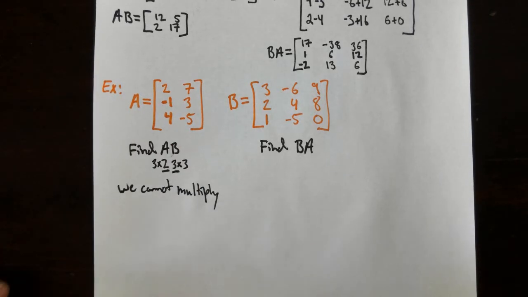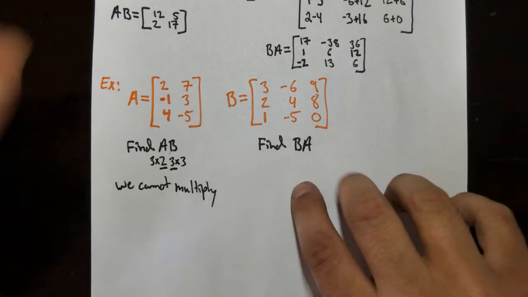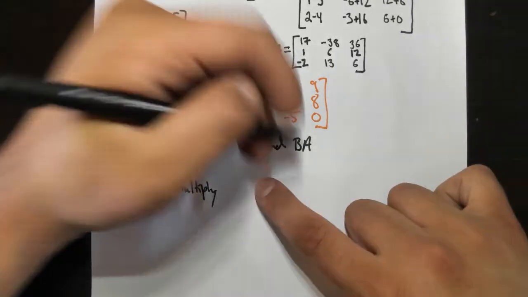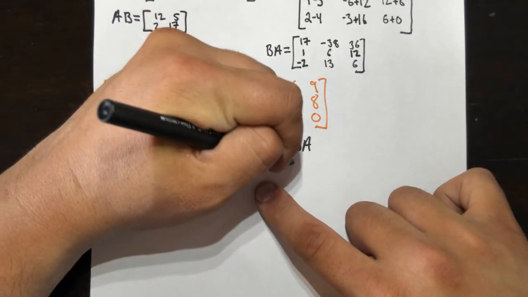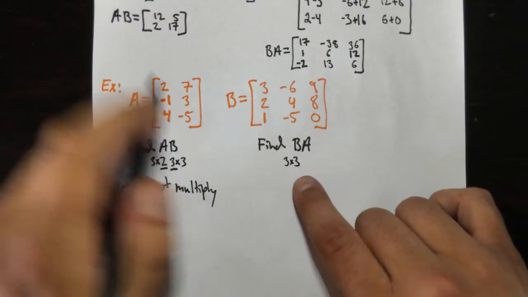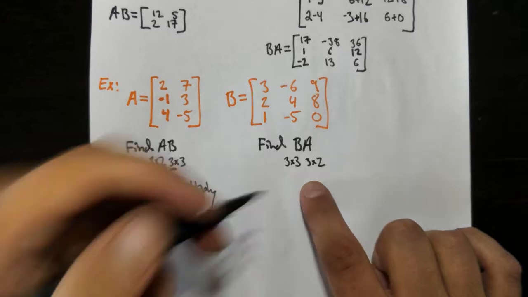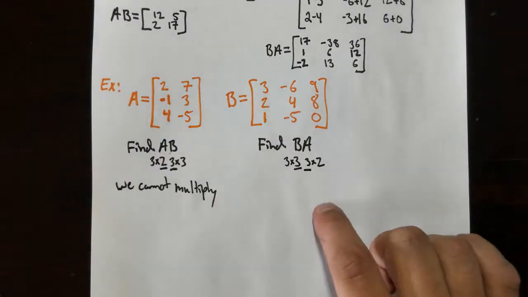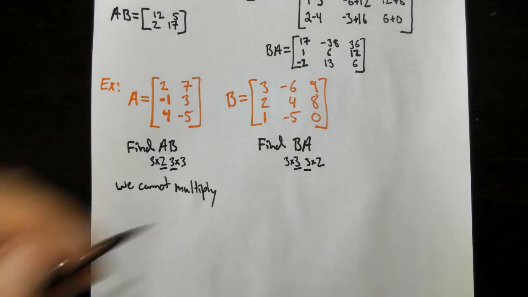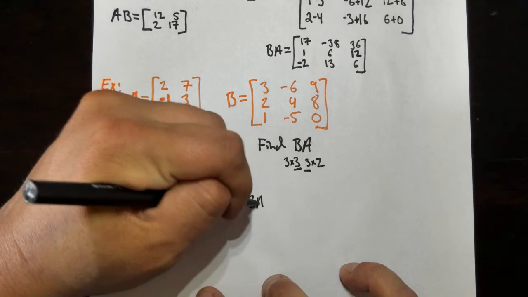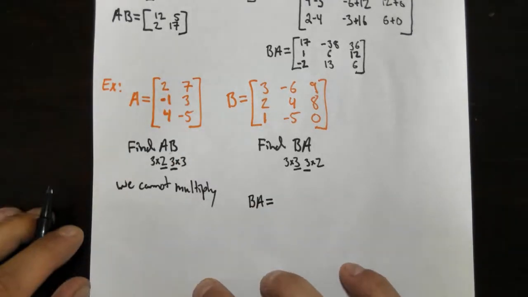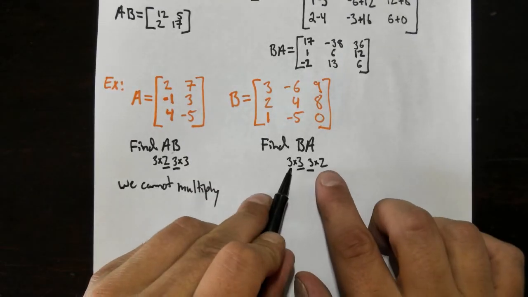All right, let's go on to BA. Let's see if we can multiply that. So B is a 3 by 3, and A is a 3 by 2. The middle two numbers are the same, so we can go ahead and multiply these together. So let's find BA. All right, and BA is going to be a 3 by 2 matrix.